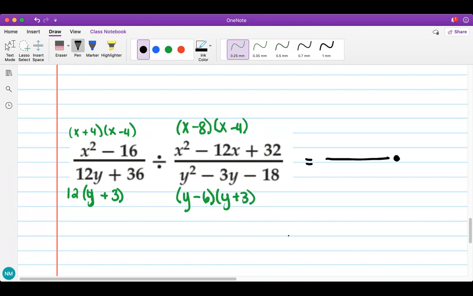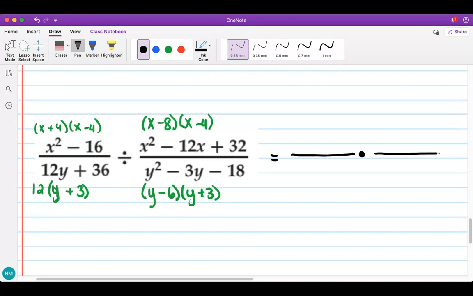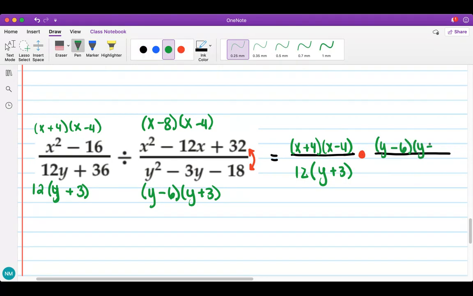So it becomes multiplication, where this stays the same. So we have x plus 4, x minus 4, and then we have 12, y plus 3. And then this is going to flip, right? And this becomes multiplication and flips. So it's going to become y minus 6, y plus 3, and x minus 8, and x minus 4.